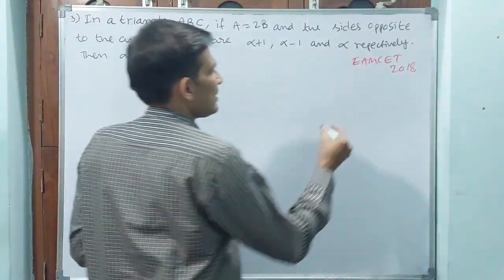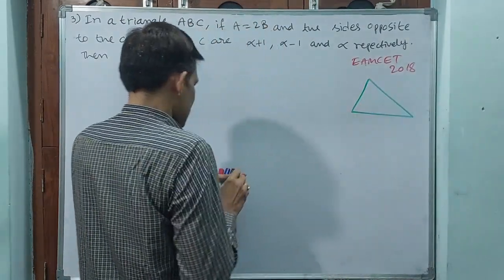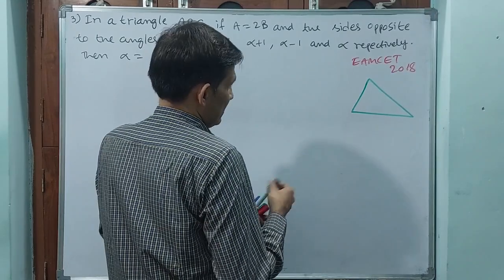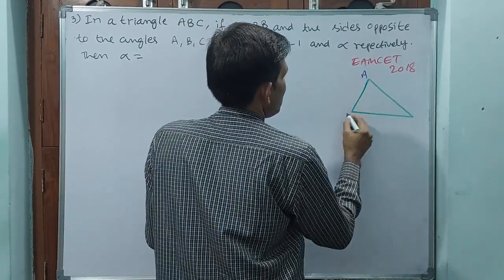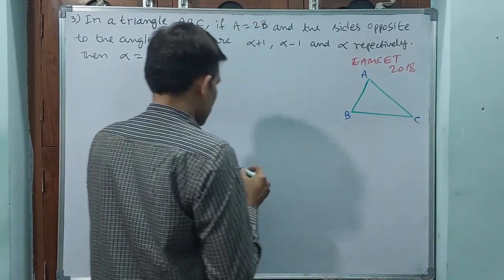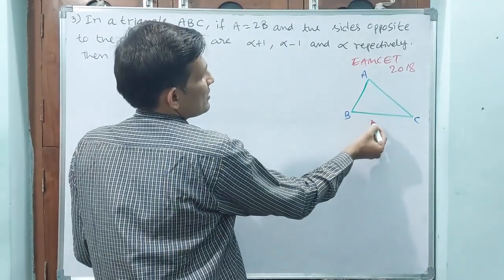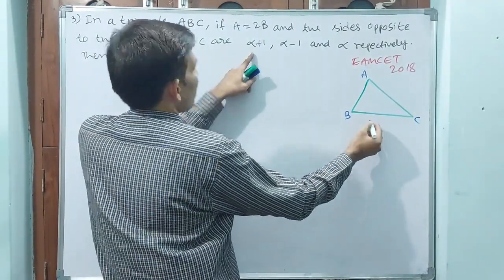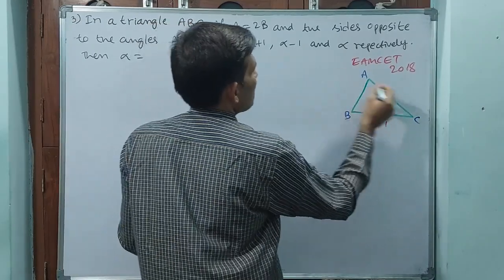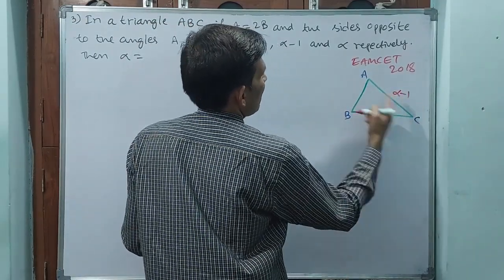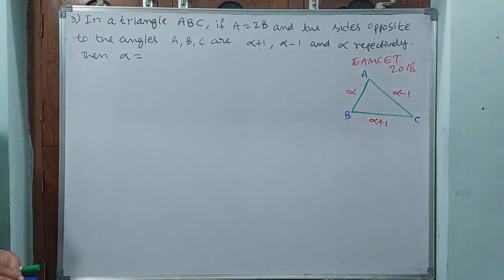Okay, see here, let me draw a figure. Say this is this, and let me write A, B, C also. See, this is A, this is B, this is C, like you think. And opposite to A is small a. Small a means here alpha + 1. Opposite to B means small b. Small b means here alpha − 1, respectively. They are asking alpha value. That means, see, in terms of alpha, these values are there.